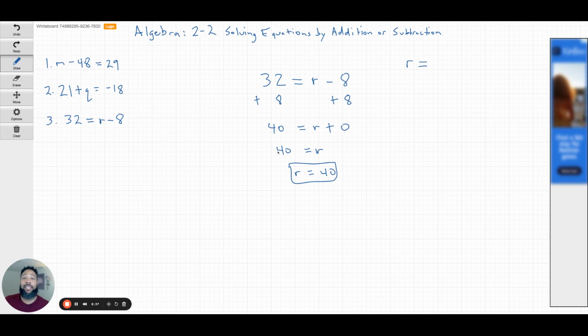So again, this is solving equations by addition or subtraction. I hope this helps. We're going to keep building and building and building until we're able to do more complex problems. So I hope this helps.